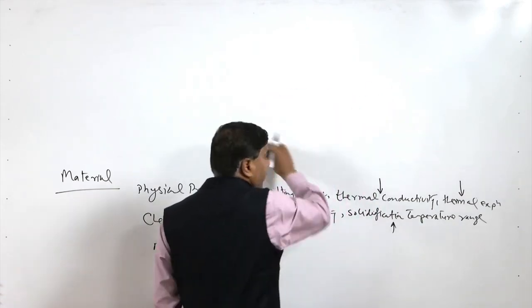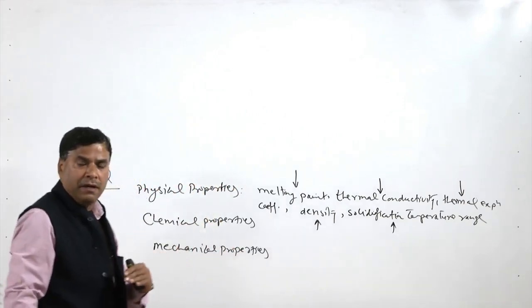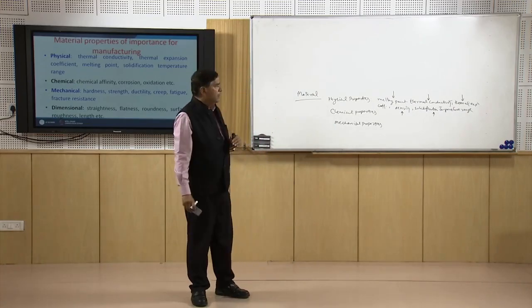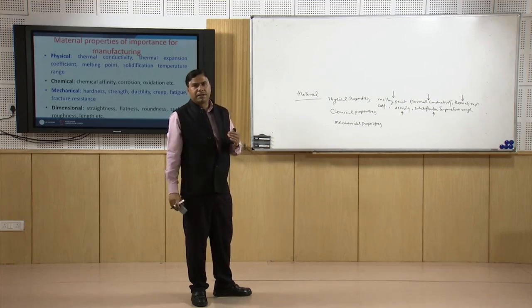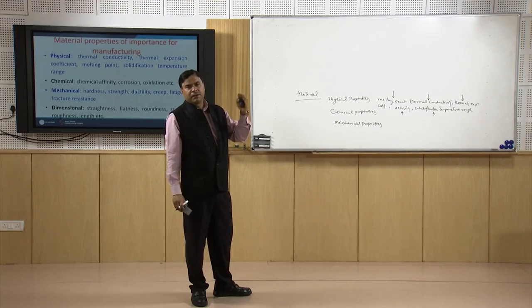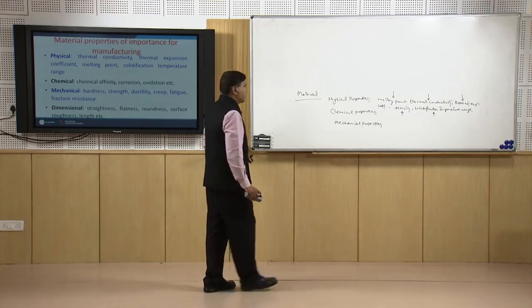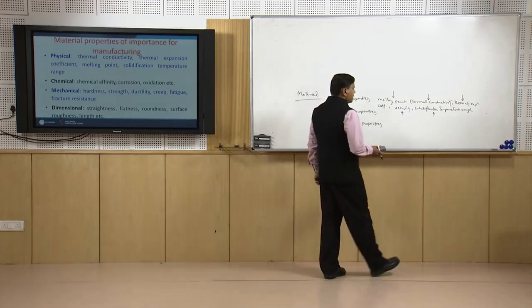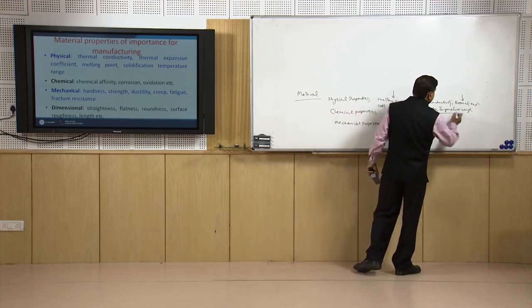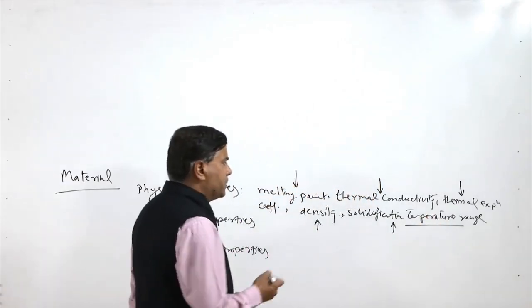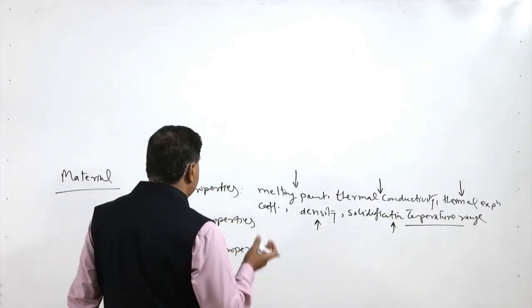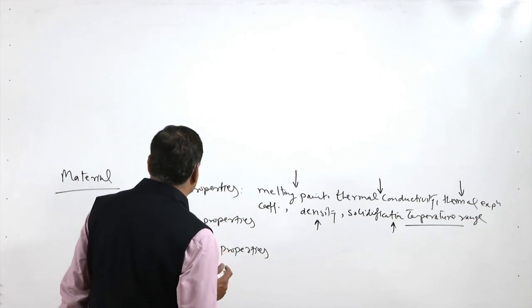Pure metals solidify at one temperature, and similarly eutectic alloys also solidify at one temperature, but the normal other alloys solidify over a range of temperature. So, that is called solidification temperature range, and it affects the soundness and the cracking tendency of the material which is being made by either welding or casting processes.